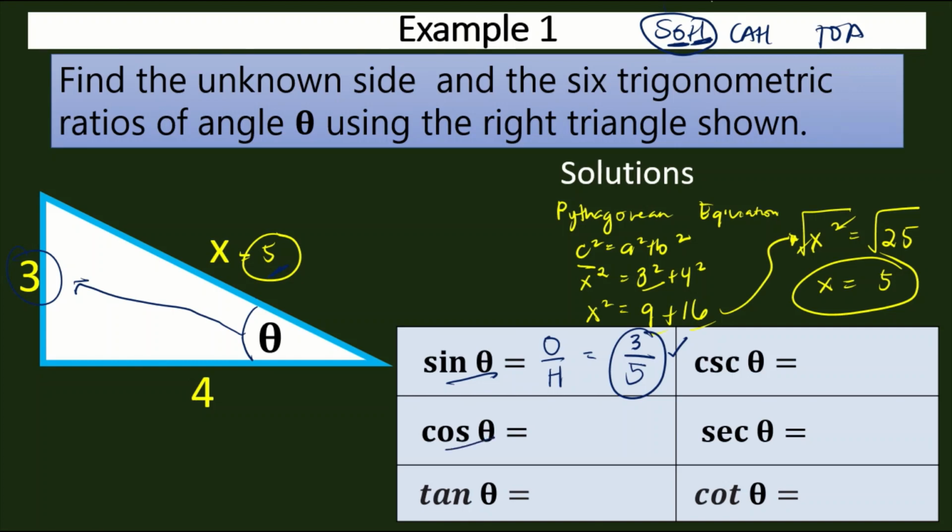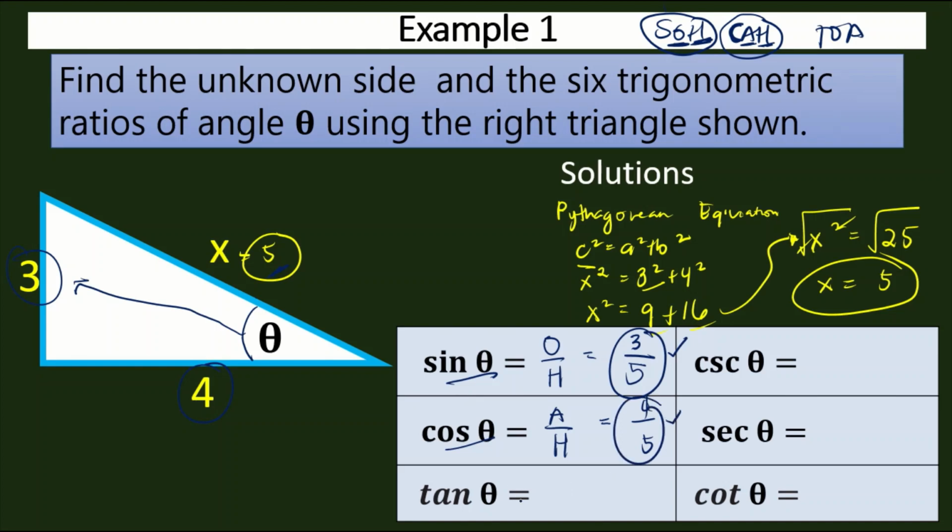For cosine theta, balikan natin yung SOHCAHTOA and titingnan natin yung first letter. And yung cos, that is letter C, so gagamitin natin is yung CAH. Okay, so yung CAH, that is the adjacent over hypotenuse. Adjacent over hypotenuse. With respect again dun sa ating angle, ang adjacent side niya is 4 over the hypotenuse, that is 5. So, cosine theta is 4 over 5.